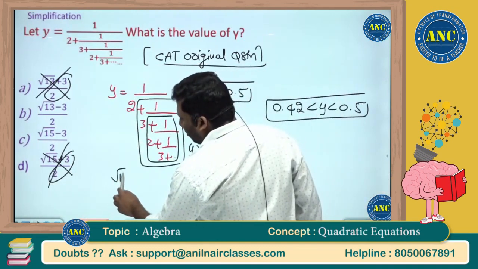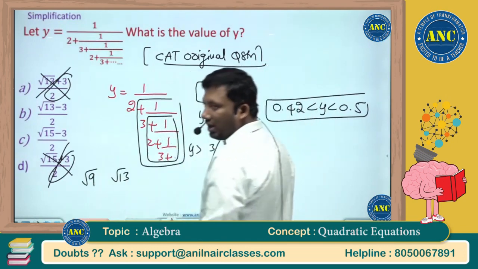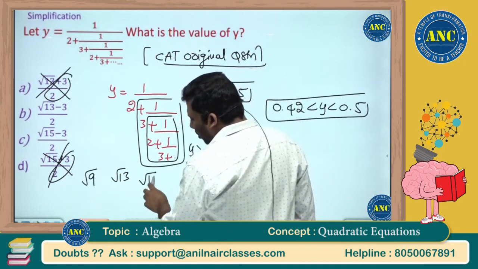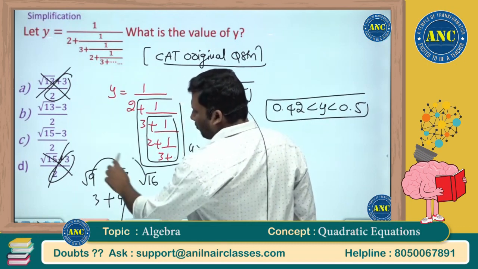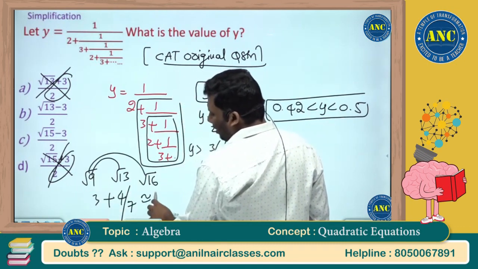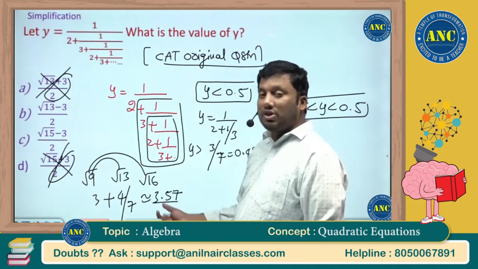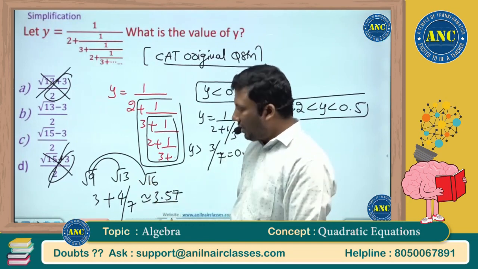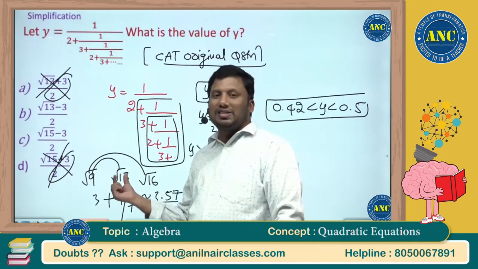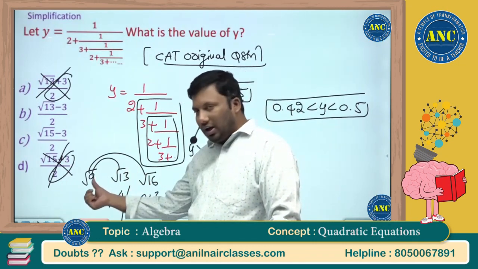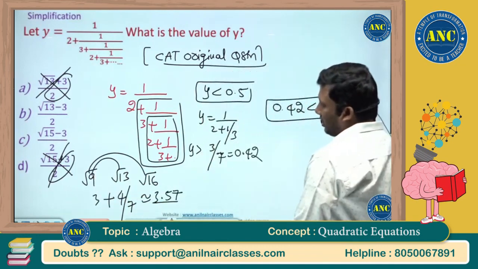Root 13. How to find out the approximate value of a non-perfect square? Root 13 lies between root 9 and root 16. Root 13 is greater than root 9, which is 3. 13 minus 9 difference is 4. 16 minus 9 difference is 7. So approximately it is 3.57. Second option.